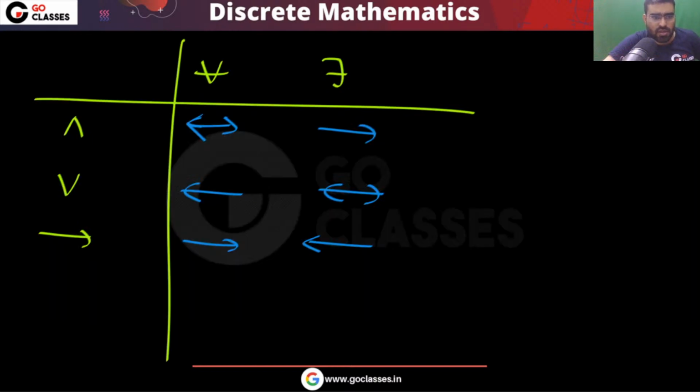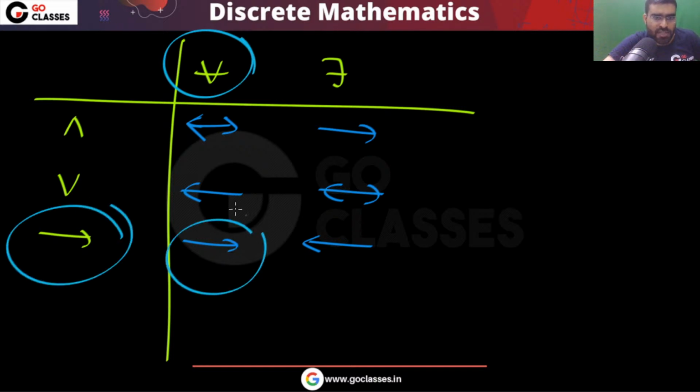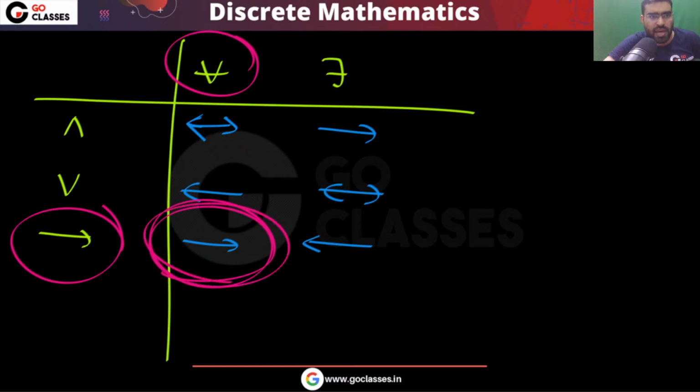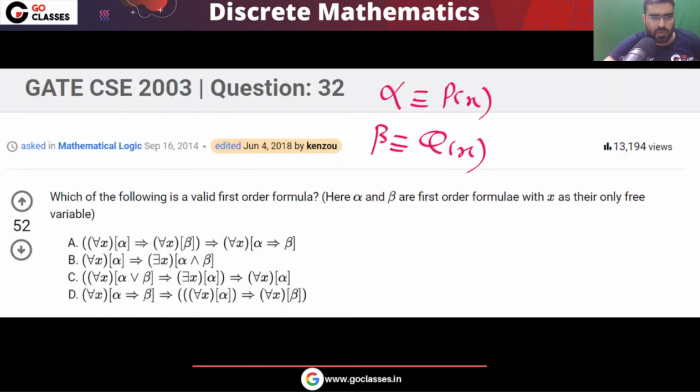You can see that the universal quantifier in the case of implication will go from compact to expanded. Is this clear? From compact we will go to expanded. So this is definitely invalid. The question is asking which is valid, so this is definitely invalid. The other direction will be true. This direction will be valid. So option A is definitely invalid.